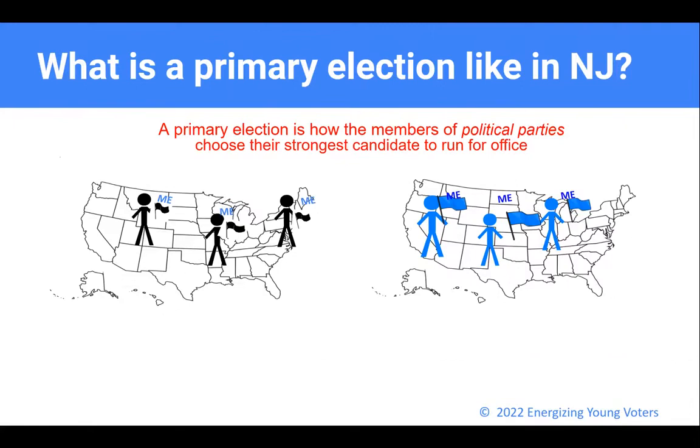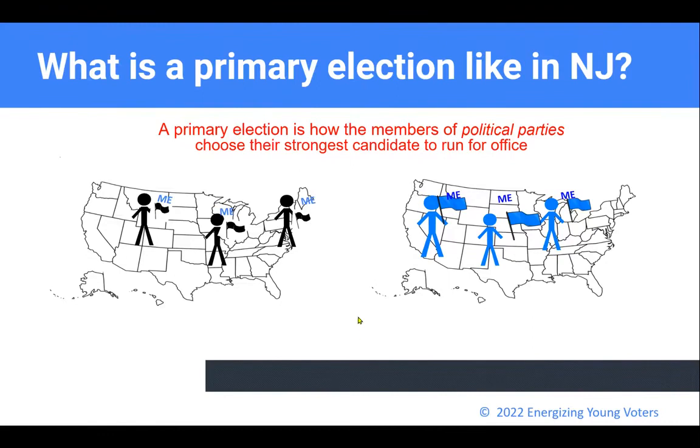Declared members of that party, meaning you say you're a Republican in New Jersey or you say you're a Democrat in New Jersey, vote for the person that they think should be the candidate on the ballot in November. And those people who are declared in the Black Party can only vote for one of these 3 people. And those people who have declared in the Blue Party can only vote for one of these 3 people because they're trying to pick the best one in each party.